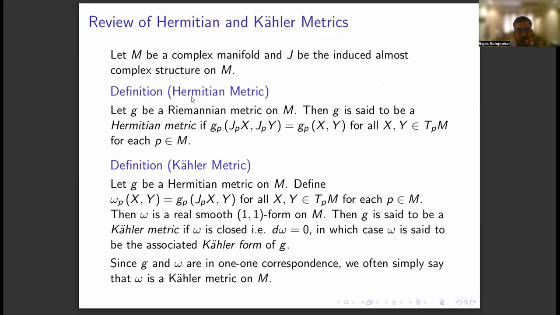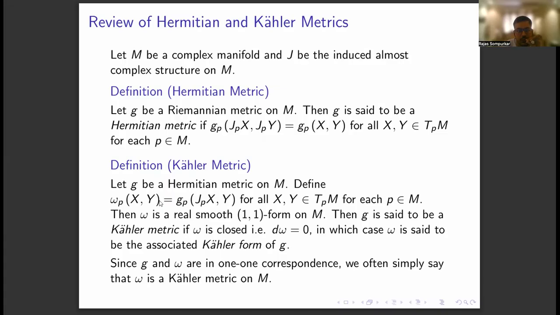So this Hermitian metric was nothing but a Riemannian metric on the manifold, which respects the almost complex structure on the manifold. So this almost complex structure J should be an orthogonal transformation in the inner product which is induced by the Hermitian metric, by the Riemannian metric. Then that Riemannian metric is called a Hermitian metric.